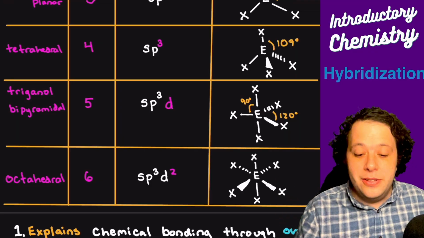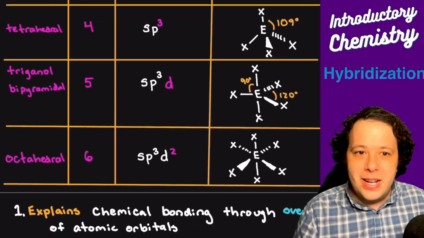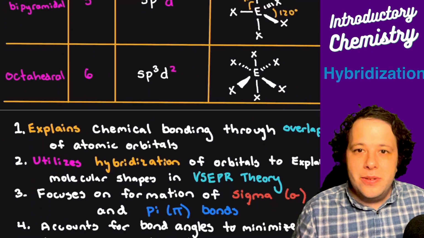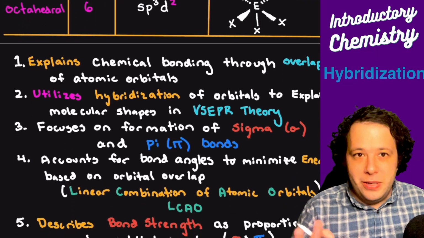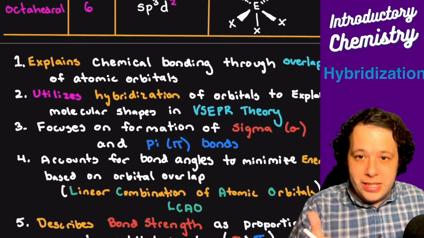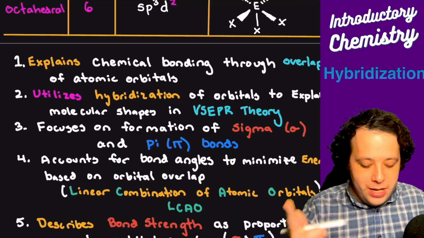That's not what this video is going to be focusing on. That's all about how we try to do this. So, okay, what does all this explain? All right. The first thing is it explains chemical bonding through atomic orbital overlap.